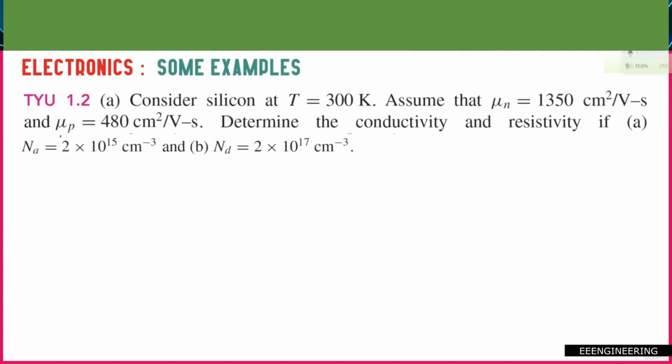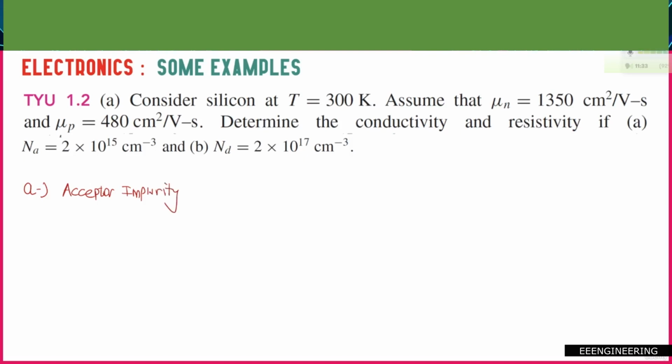So we're going to take a silicon, and we're going to calculate the conductivity and resistivity in two different situations. The first one is where we have an acceptor impurity. In the second one, we have a donor impurity. So first of all, let me start with part A. Basically, we have an acceptor impurity. This time we have an acceptor impurity.